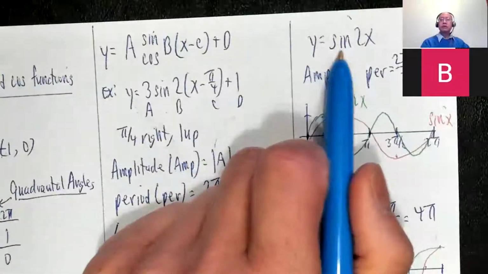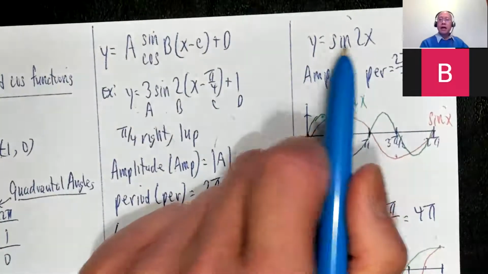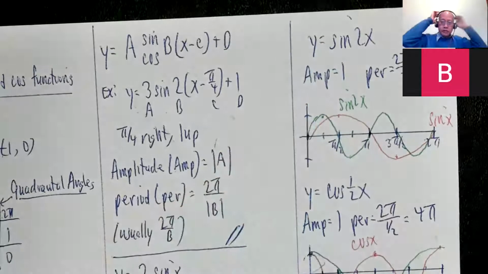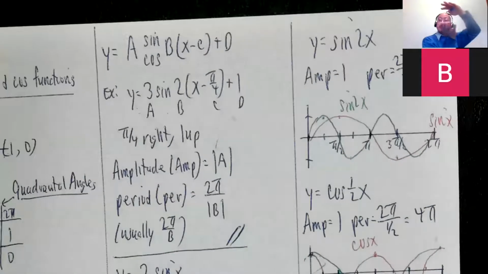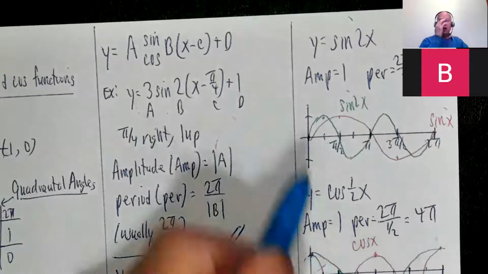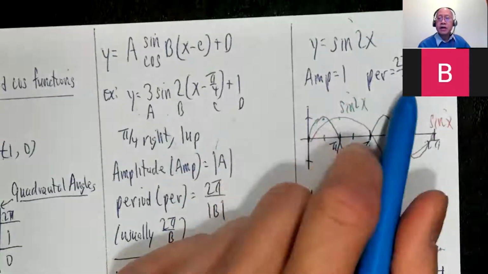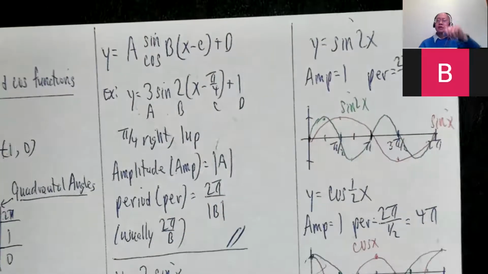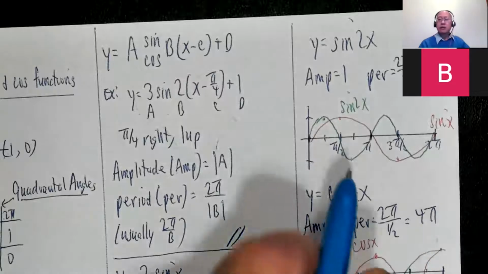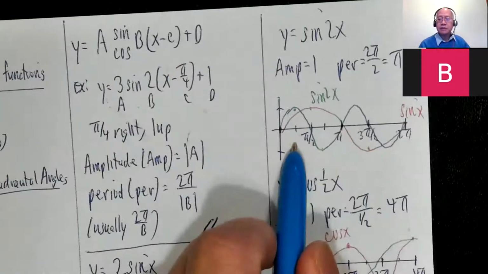Okay, so y equals sine 2x. Amplitude is 1, the coefficient is 1. So the maximum and minimum are still going to be 1 and -1, but the period has changed. 2 pi divided by 2 is pi. So one complete cycle, one complete up and down period, is finished after pi.